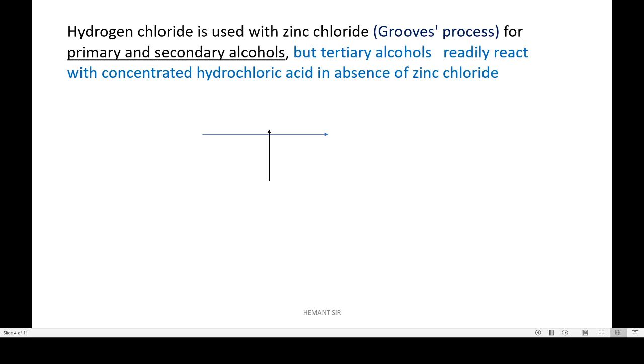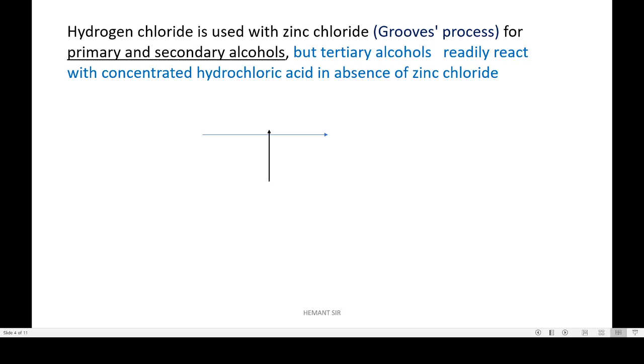But tertiary alcohol readily reacts with concentrated hydrochloric acid in the absence of zinc chloride, because tertiary alcohol reaction does not take more time to complete, but primary and secondary alcohol need more energy to complete the reaction. Hence zinc chloride is used as a Lewis acid.